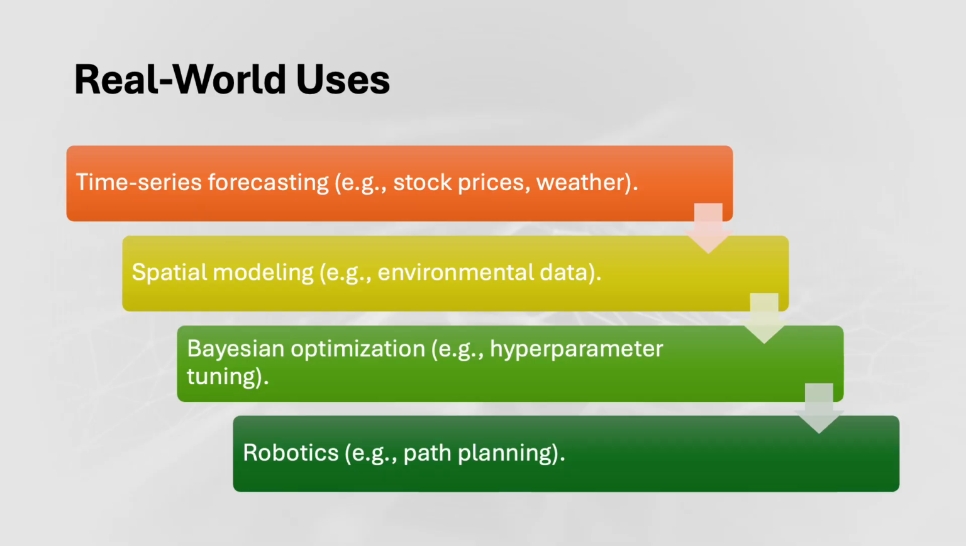Real-world uses: time series forecasting, where stock prices and weather are examples. Spatial modeling, for environmental data. Bayesian optimization comes in handy when hyperparameter tuning happens. Robotics, such as path planning, as we have been discussing robotics extensively in our previous lectures in the PhDAI730 series of lectures.